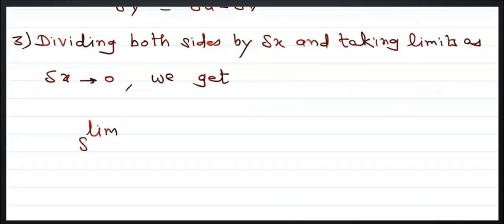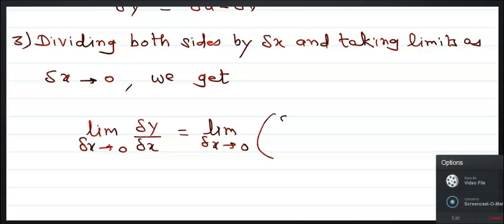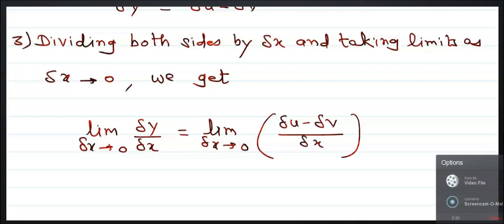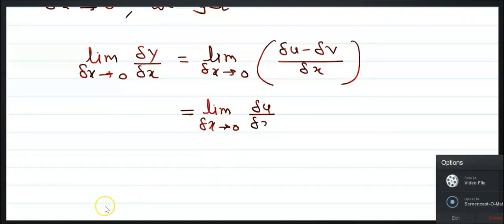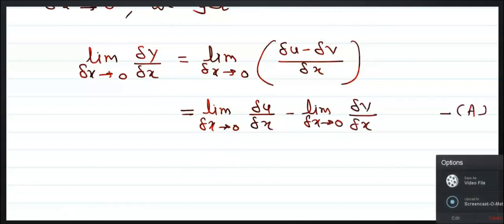Therefore, limit delta x tends to 0, delta y upon delta x is equal to limit delta x tends to 0, delta u minus delta v upon delta x. Now separate it. That is the limit delta x tends to 0, delta u by delta x minus limit delta x tends to 0, delta v upon delta x, and this is treated as a.